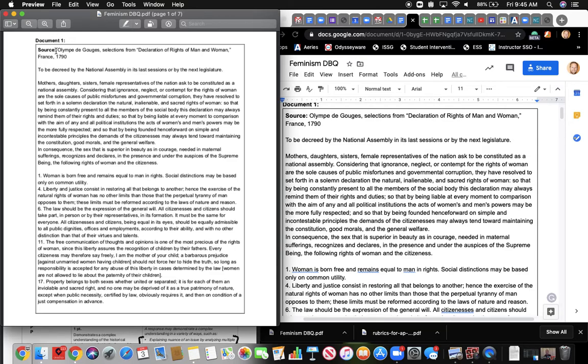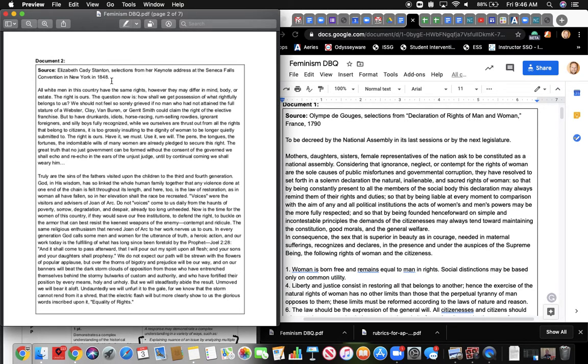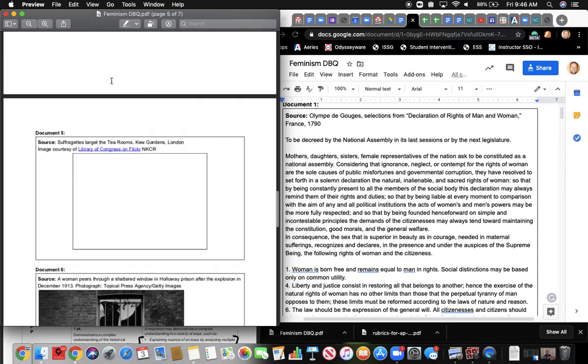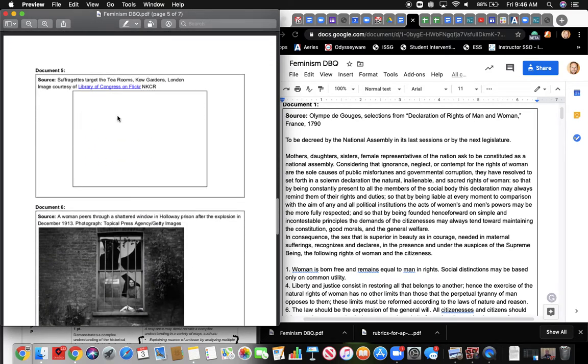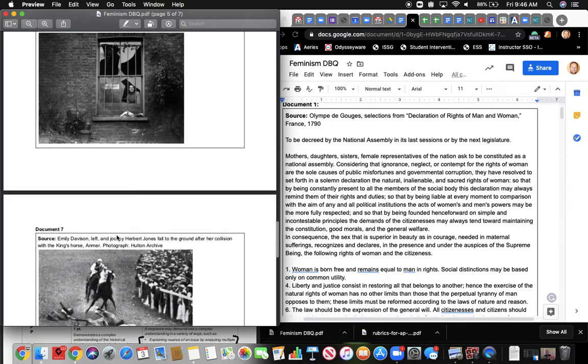The documents are going to always include a source, as you can see up here, giving you a little bit of information about who the author of the document is, where they're from, and a little bit of information there. The documents are going to be a combination of either written sources, like you can see here, or they might also have some images. And of course, for whatever reason, my image didn't download here, but that's okay, I can show you on this one. Or they're going to be images.